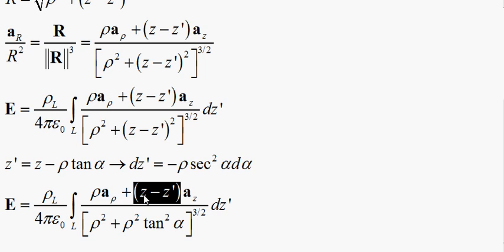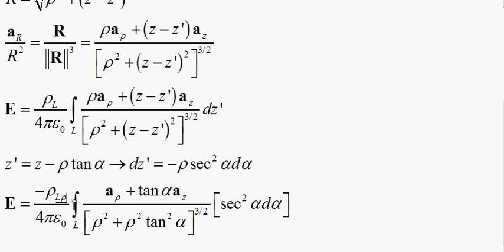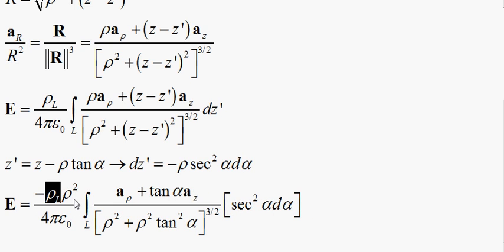Up here you get this same sort of thing. You get rho tangent of alpha because the z's go out again, and we've got to replace dz, of course. We'll put that in parentheses, and take this negative out and put it out here. We will take a rho. This is going to be rho squared. And don't confuse these rhos here. Rho sub L is the charge density, and rho is the radius for cylindrical coordinates.